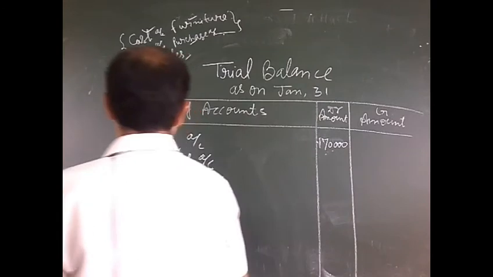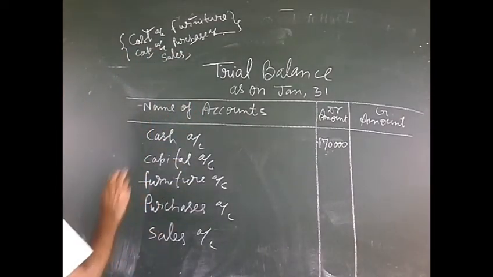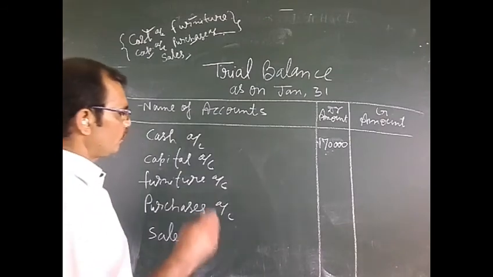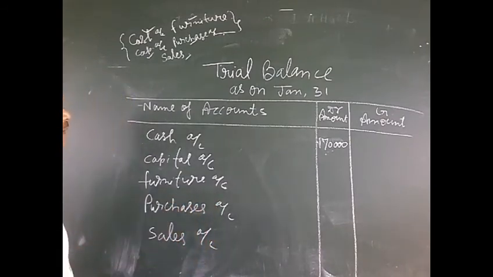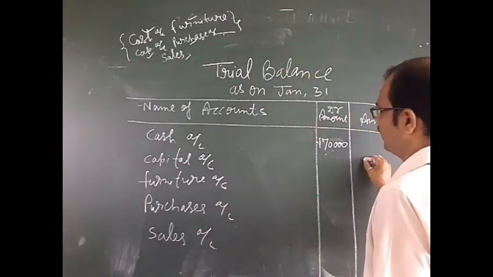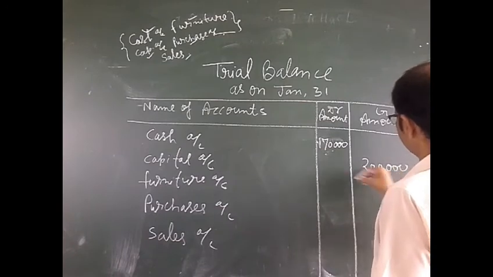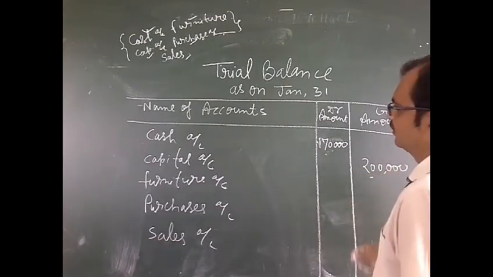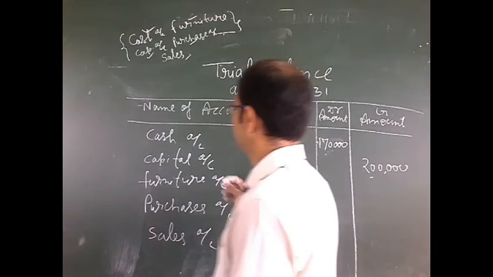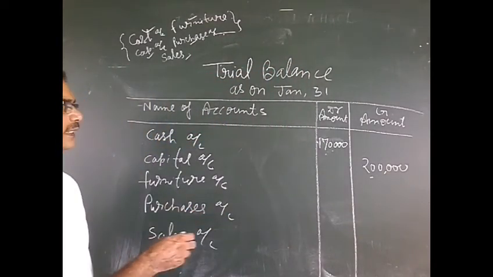And capital account. The balance of capital account was 2 lakh and it was written in the credit side. So we will write here in the credit side.